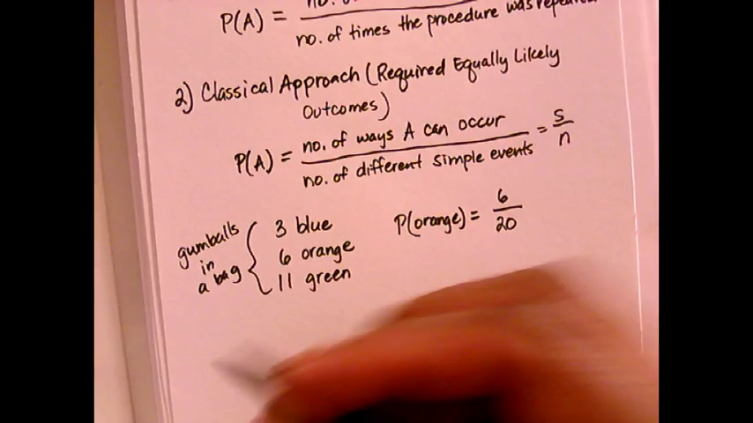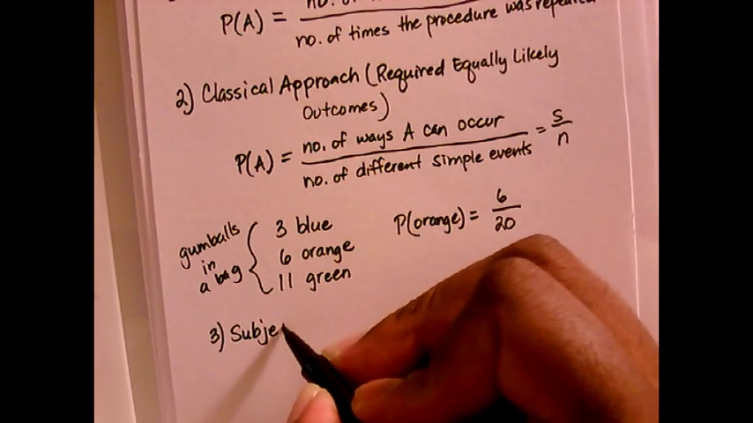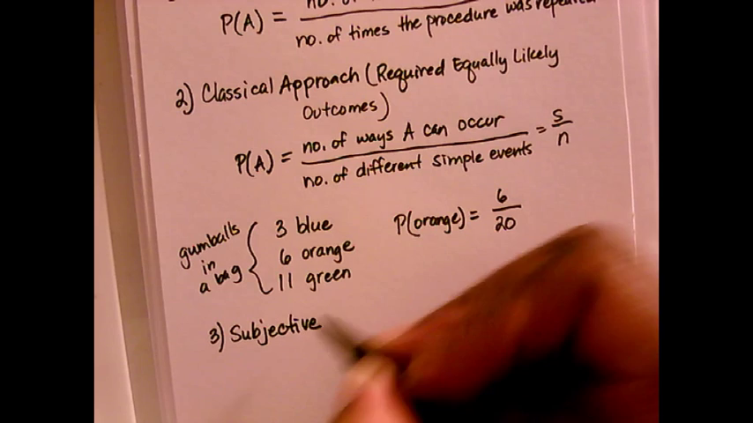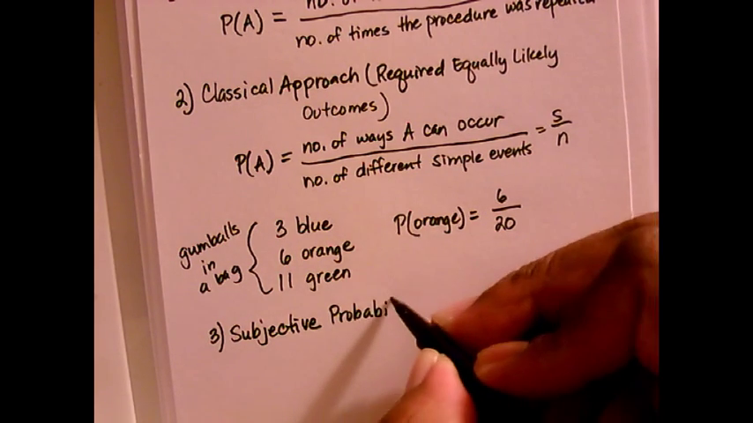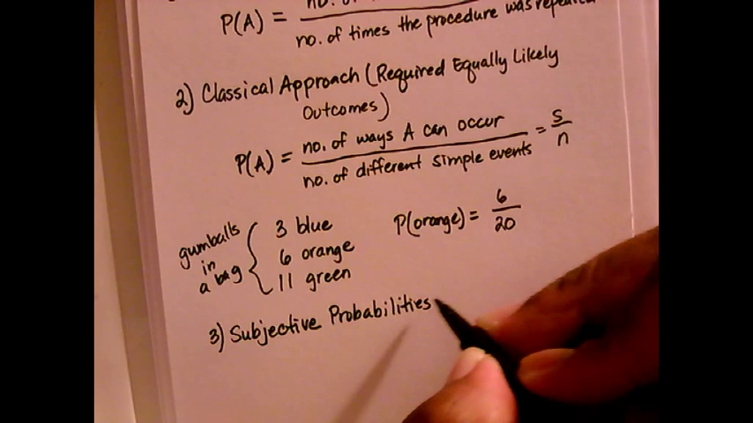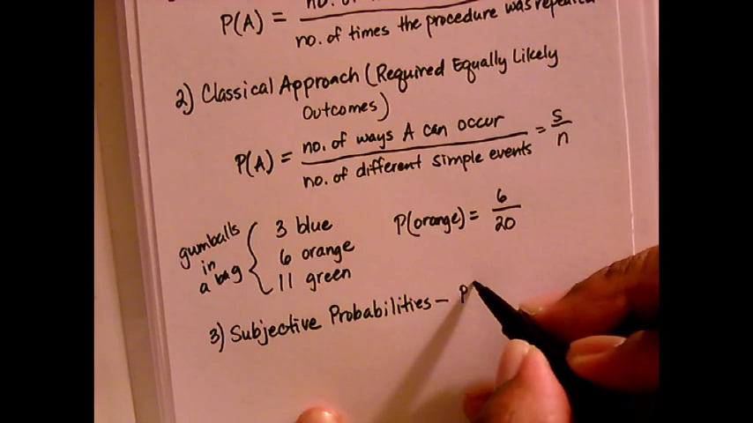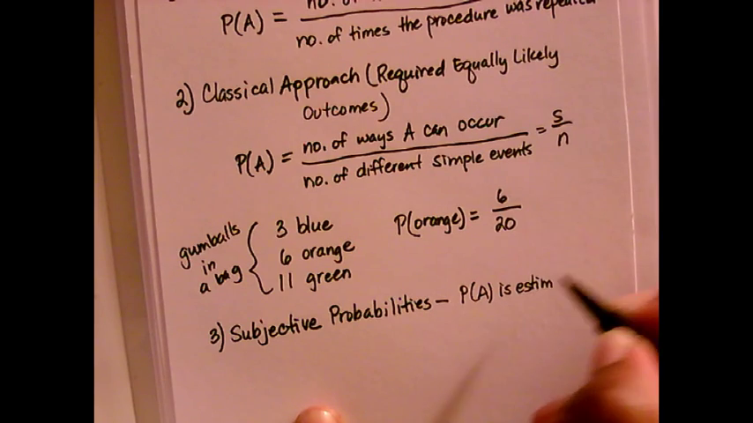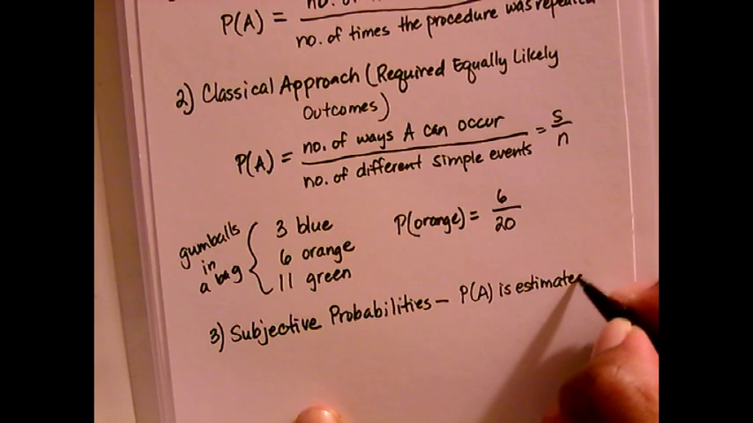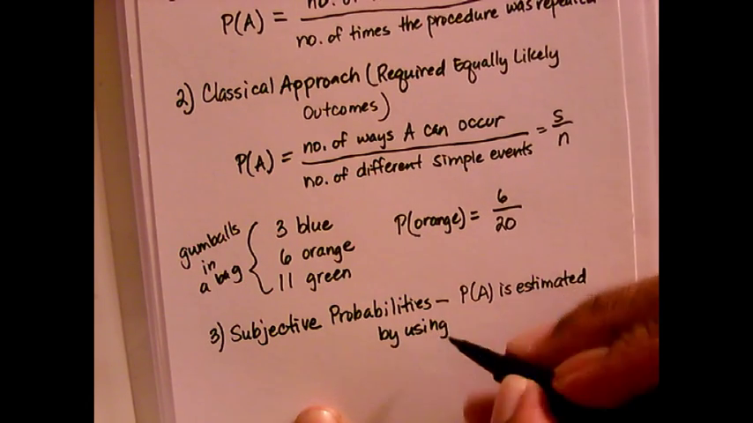And then the third approach, now this one we will rarely use, is the subjective approach, or subjective probabilities. Okay, and usually the probability of event A is going to be estimated by using knowledge of relevant circumstances.